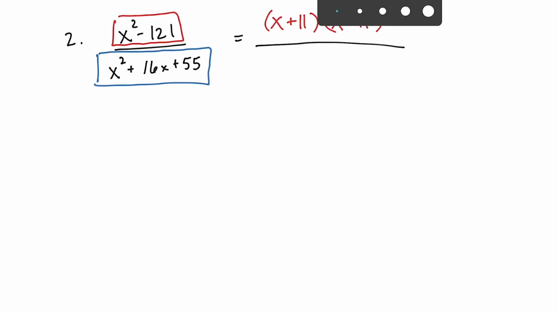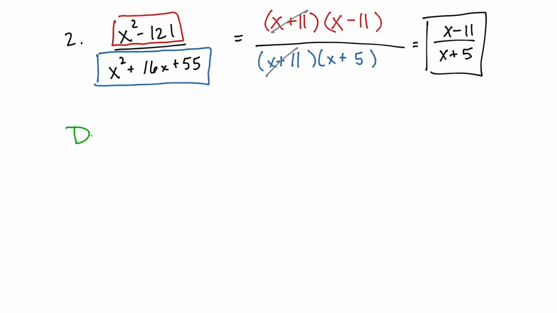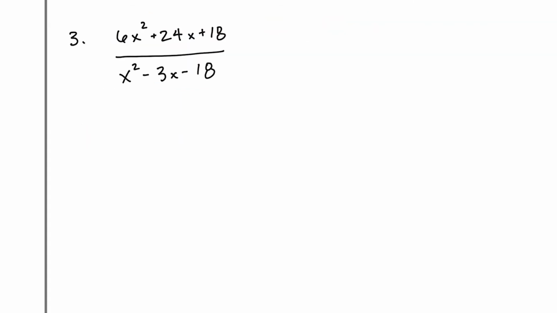All right. Now that was the numerator. Now the denominator, regular x method. What multiplies to give me 55 and adds to get me 16? 11 and 5, both positive. Now, do we have something that we can cancel out? Yes, x plus 11, gone. What's left? X minus 11 over x plus 5. Now let's look at our domain restrictions. So, just to make this simple, all right.